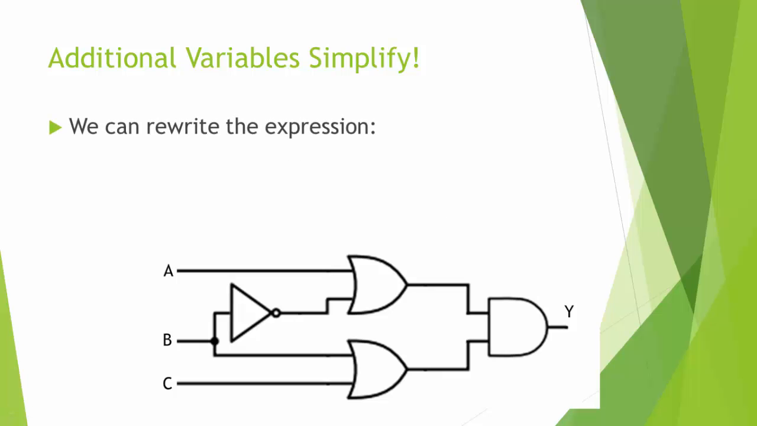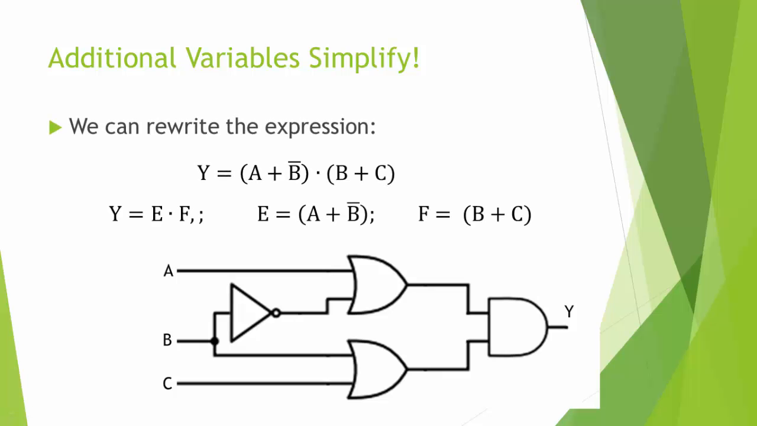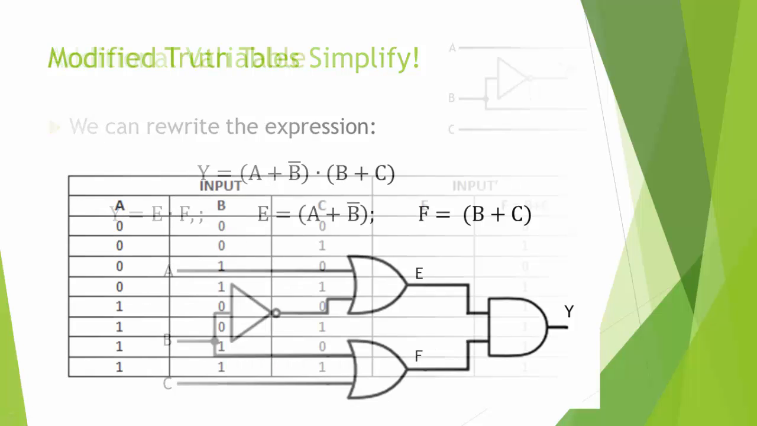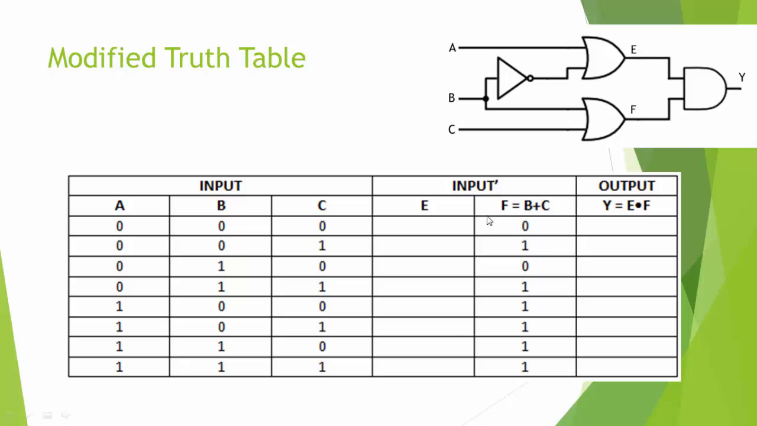We rewrite the expression stating that Y is actually equal to E and F, where E is equal to this first bracket and F is equal to the second bracket. And those, of course, are just the outputs from these two OR gates. So we can label E and F on the outputs for the gates. And so we can take our truth table now and we can add in columns for E and F.